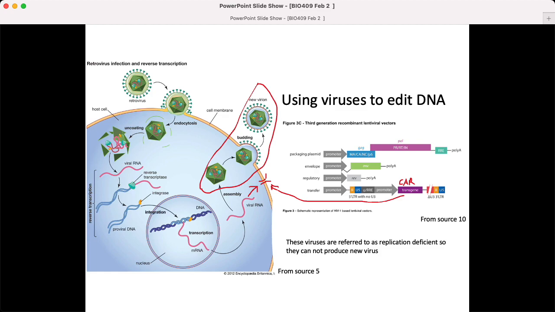I think it's a pretty cool way of introducing something that wasn't in our DNA and now is in our DNA with a specific reason to go and fight cancer, which I think is pretty cool. And these are known as replication deficient retroviruses.